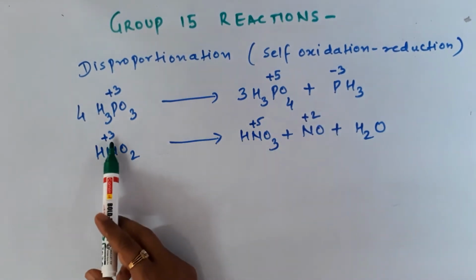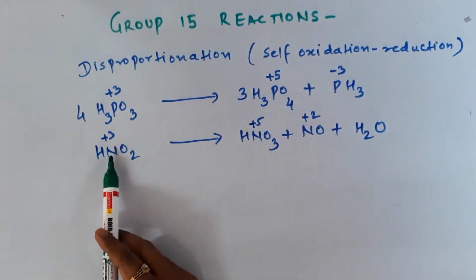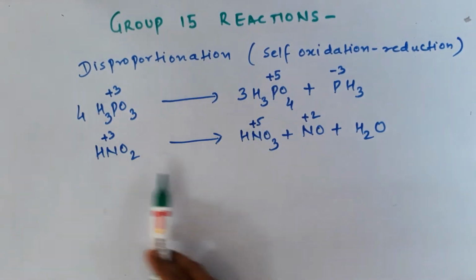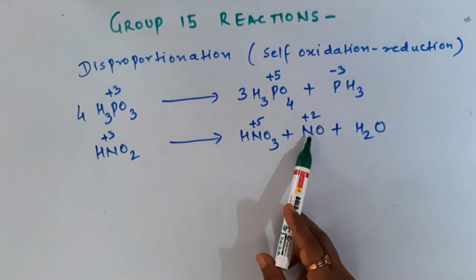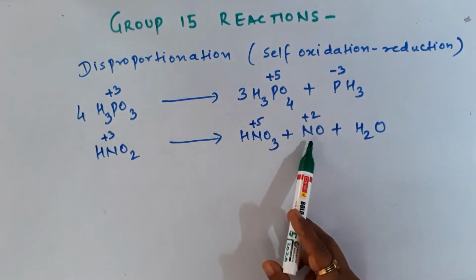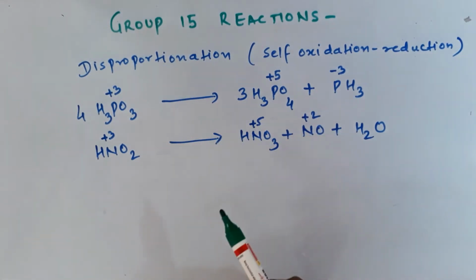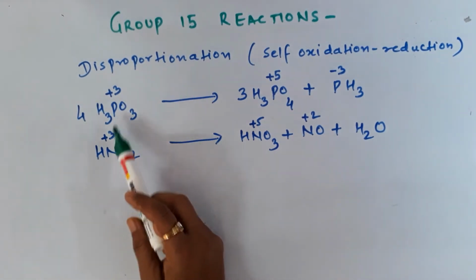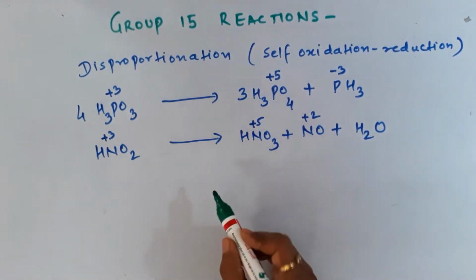Similarly, nitrogen +3 is also very unstable. It is also getting oxidized to +5, just like this, and it is getting reduced to +2. Not like -3 but +2. So these two things have some similarity. You can see +3, +3. So nitrogen +3 and phosphorus +3 are extremely unstable.